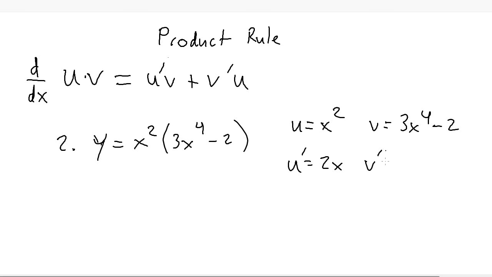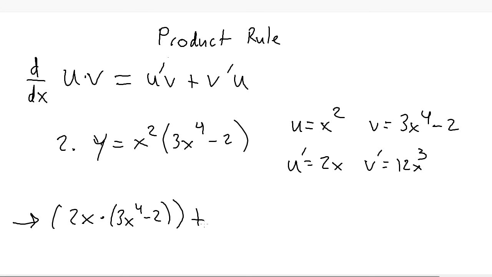And then v prime, we use the same power rule. So bring the 4 down, 3 times 4 is 12. And we have x to the 4 minus 1, which is 3. And the derivative of a constant is 0, so we have minus 0, and we don't need to put that there. So now we can just plug it into the formula. So u prime is 2x multiplied by v, which is 3x to the 4th minus 2, plus v prime, which is 12x cubed, multiplied by u, which is x squared.